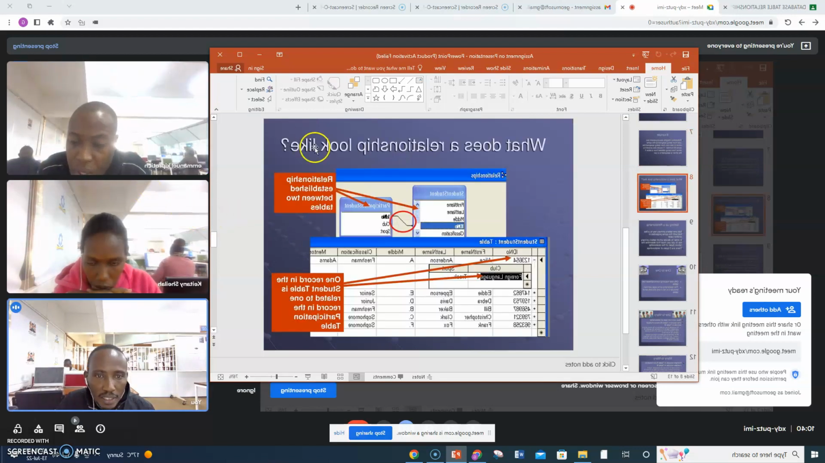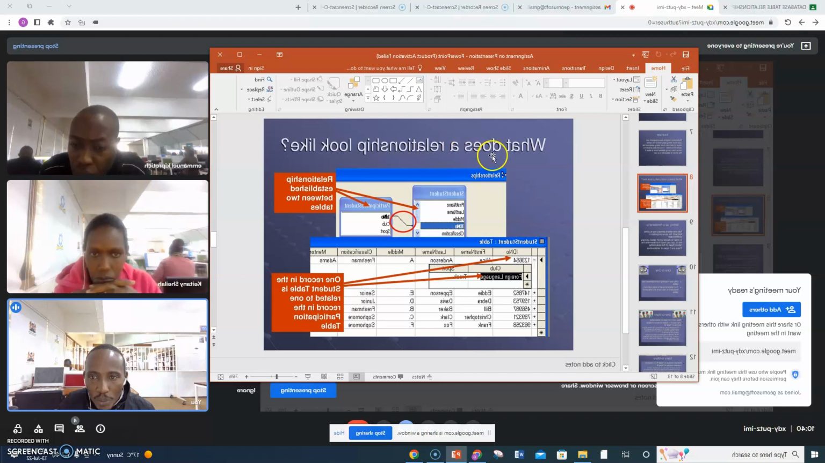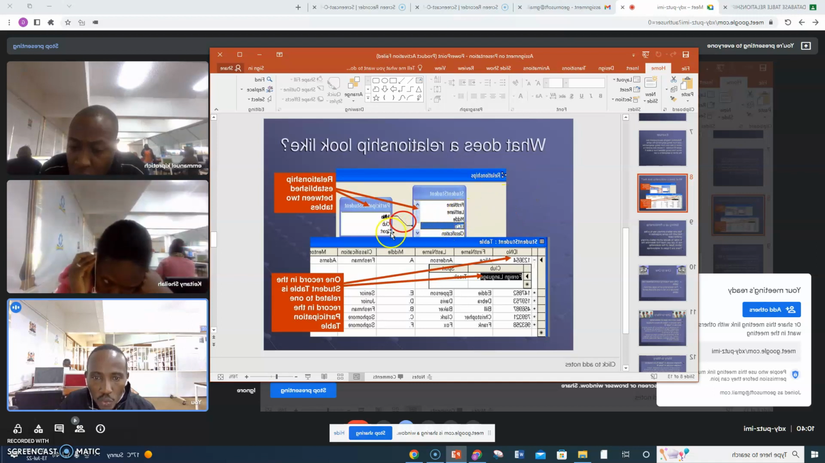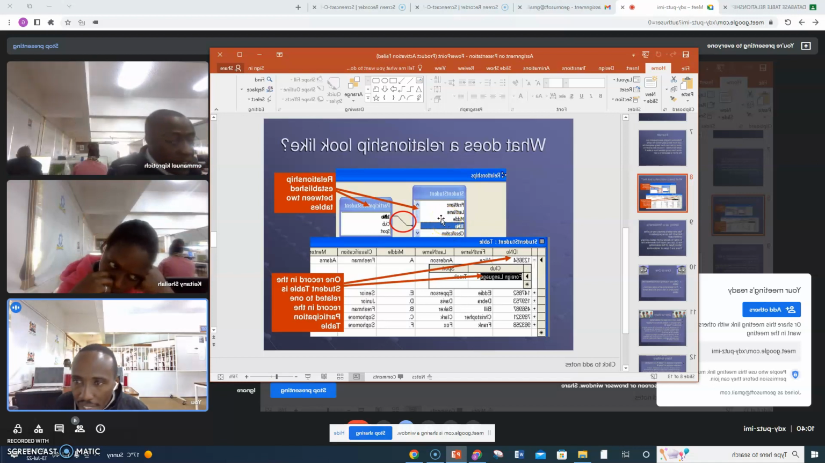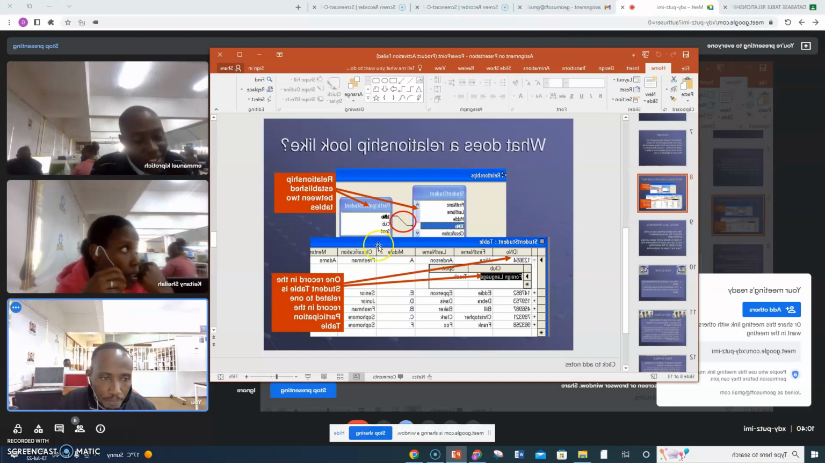Now, moving on to the next part, what does a relationship look like? You can see we have the relationship, ID number, and I said for a relationship to happen, the fields that you want to put into a relationship must be of the same data types. Examples of data types are text, number, date and time, currency, etc.